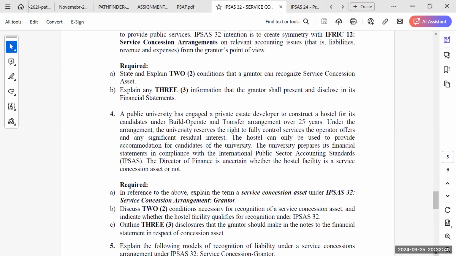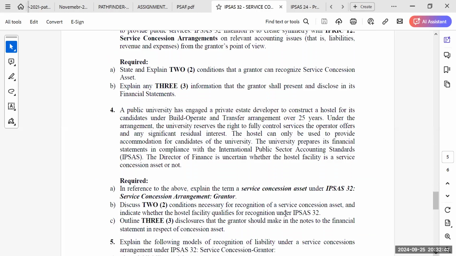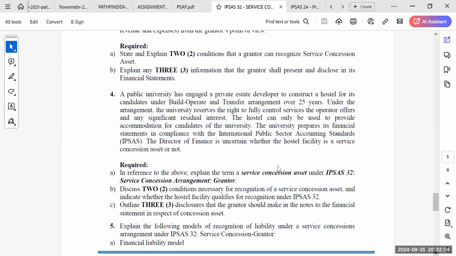Let's come here. You can say the condition, and this one is still the same. These are past questions that I've taken. So it means that the conditions and the disclosures are something that they normally ask. That is a 2-1. But the only thing that they're asking you for is service concession assets.